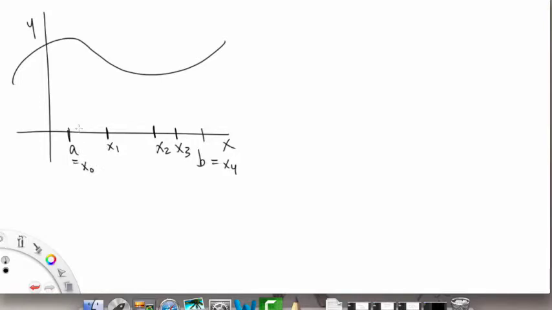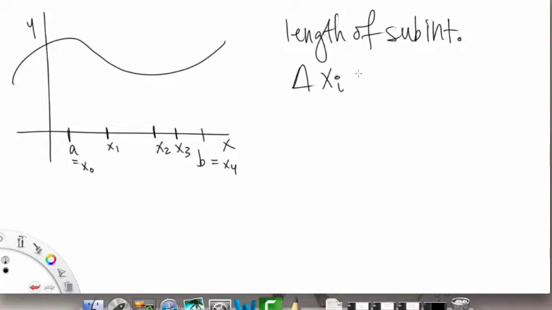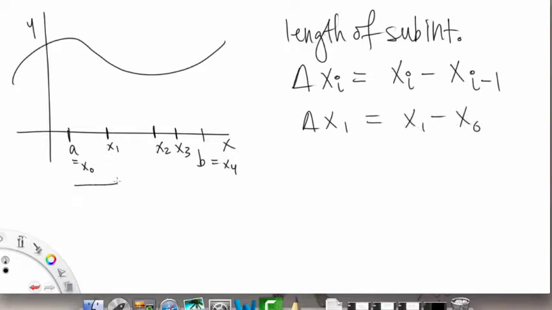So the length of a subinterval, which I'll abbreviate, is delta x sub i, equal to x sub i minus x sub i minus 1. If we want the length of our first subinterval, we would say x sub 1 minus x sub 0. So this is our delta x1, then this would be our delta x2, and so on and so forth.